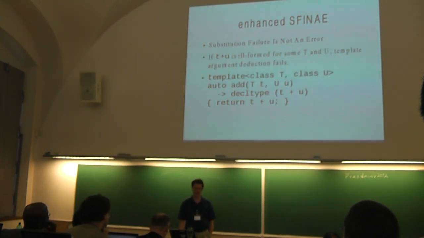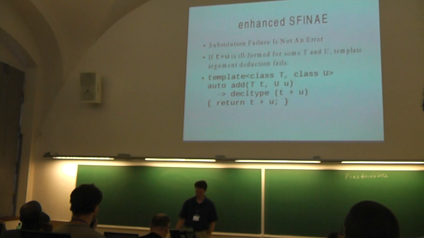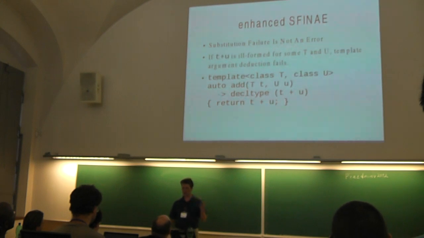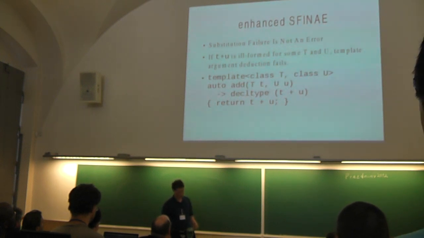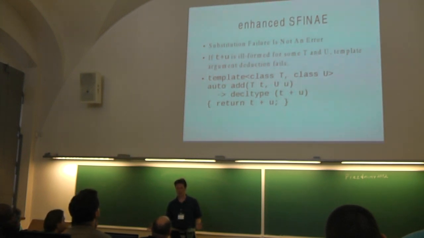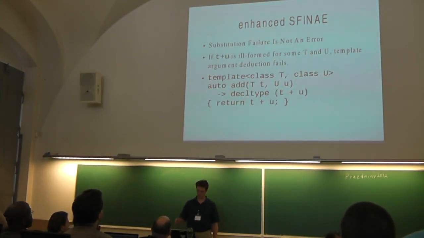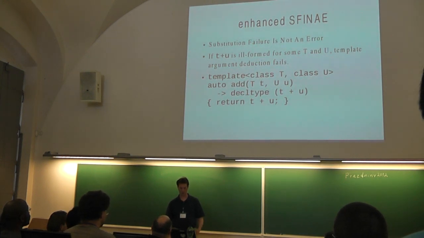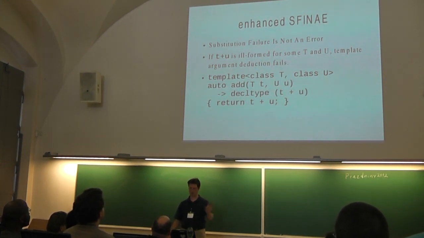As C++98 became more mature, people found that taking advantage of type deduction failure turned out to be very useful in being able to say, okay, this template applies to this class of arguments, but not to others. For instance, using decltype in your return type makes it easy. So if you have your add function here, if T plus U doesn't work for your particular template arguments, then when we try to deduce the template arguments and plug them into the function signature, we say, wait, we can't do T plus U. And so that template just disappears from overload resolution.